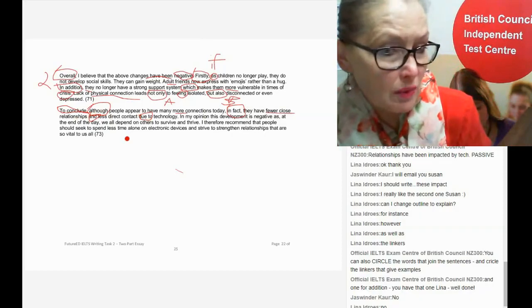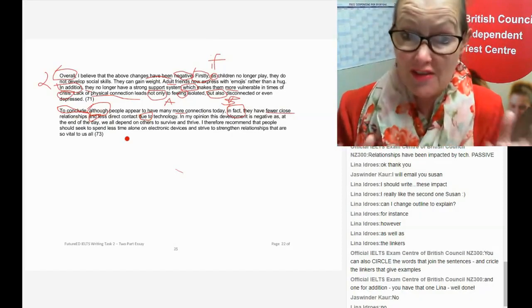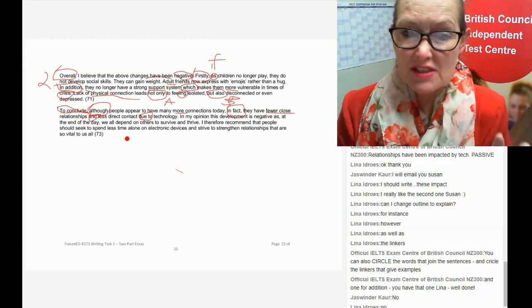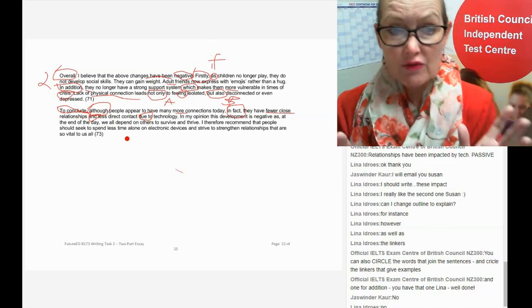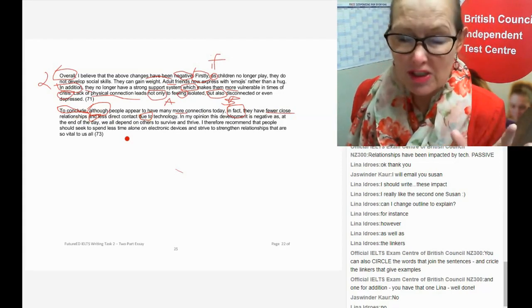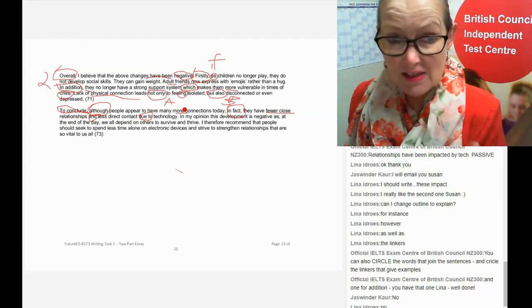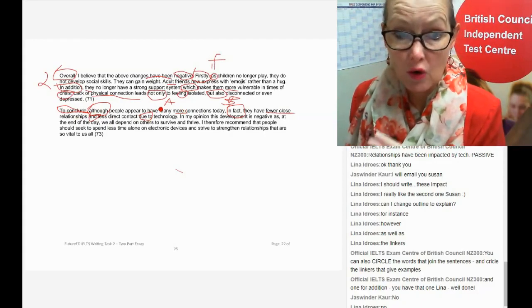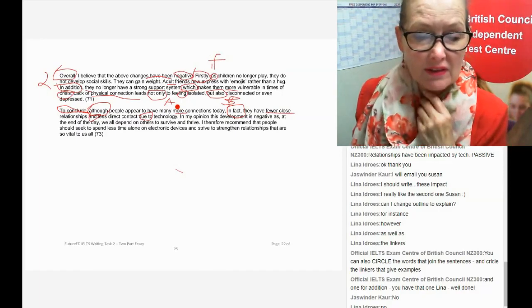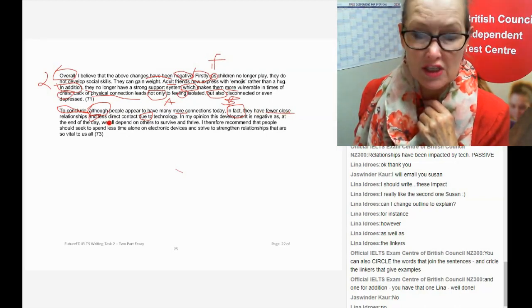This is a useful one to use in the conclusion. You could also use despite the fact that. But just stick to that phrase, despite the fact that. If we move away from that, if we just use despite, my grammar changes completely. So just stay with despite the fact that, subject, verb, object. Despite the fact that people appear to have many more connections today.